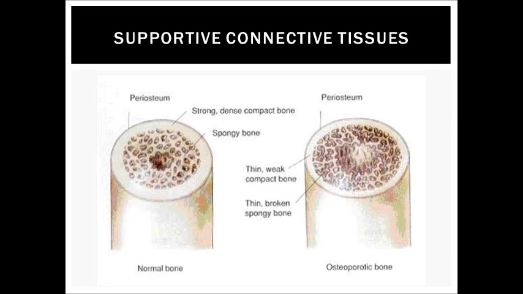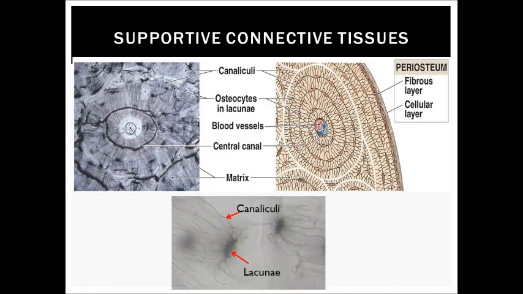Here are some images of normal versus osteoporosis bone. In the bone, we have compact and spongy bone. Usually, in osteoporosis, the compact and spongy bones become thin, weak, and easily broken. And here are some more images of the bone. As compared to cartilage, where we have chondrocytes, in the bone, we have osteocytes sitting inside lacunae.